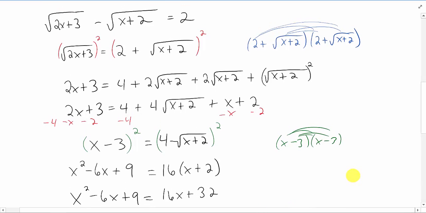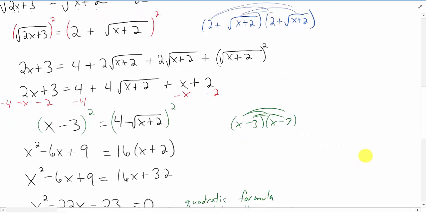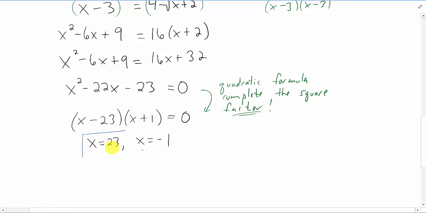23 and negative 1. What we need to do is take the 23 and negative 1, and whether it's in your head or on paper, you need to plug those back in for x to see if this equation makes sense, if this equation is true. So just really quickly, if we plug a 23 in for x, we're going to get the square root of 49 minus the square root of 25 equals 2. And that is actually true. So this one we've checked.